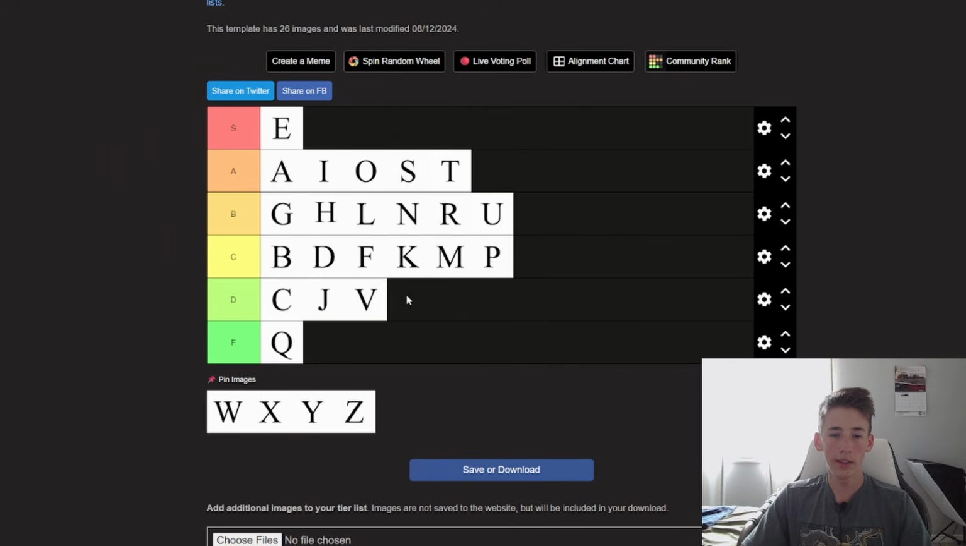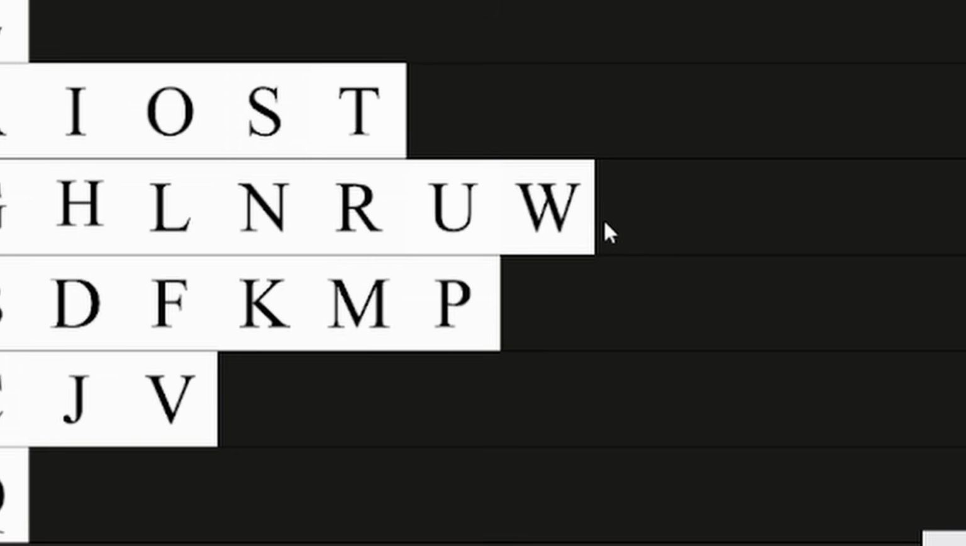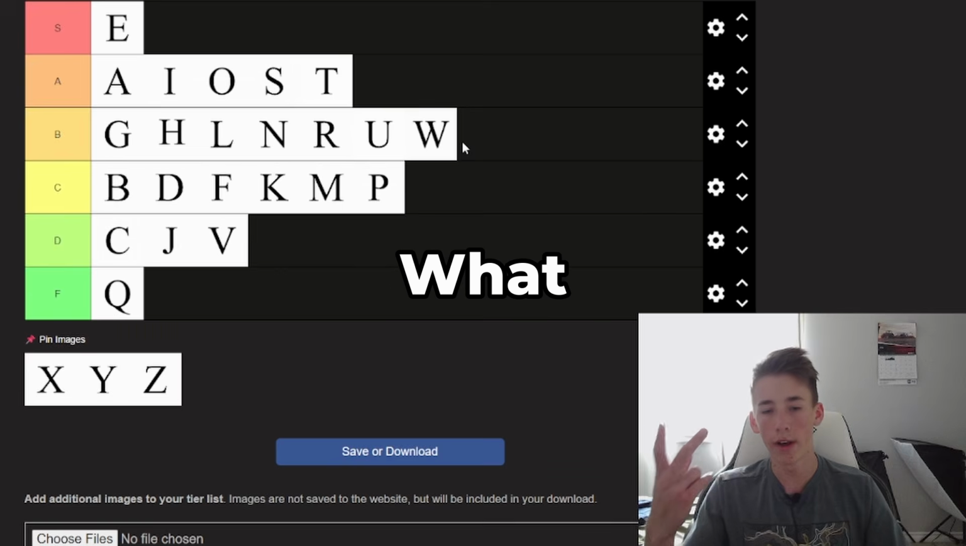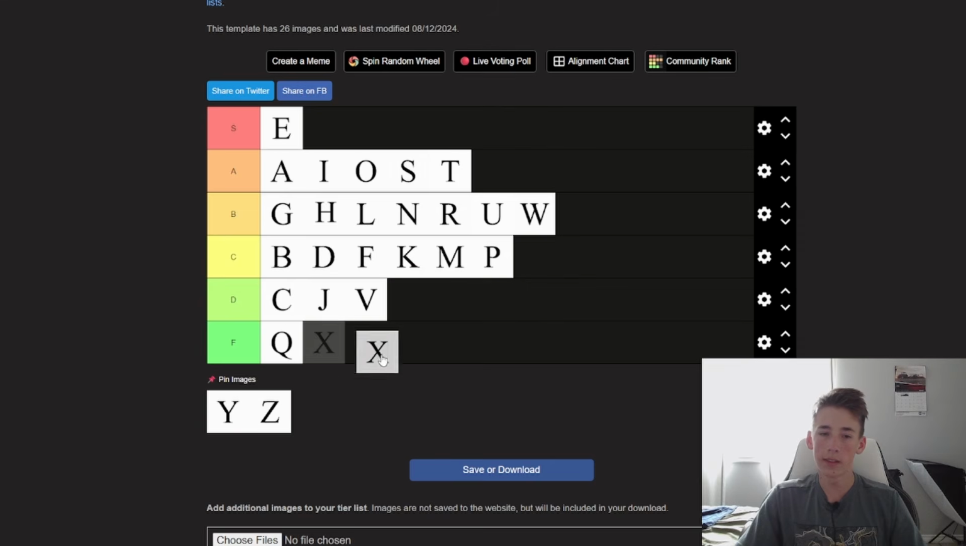Okay, V is going to D tier. It's very rare that you need this letter. W will go to B tier as it's a W letter, like literally. And it's used in a lot of consonant blends, used in the big 5 questions: who, what, when, where, and why. X is another useless letter.